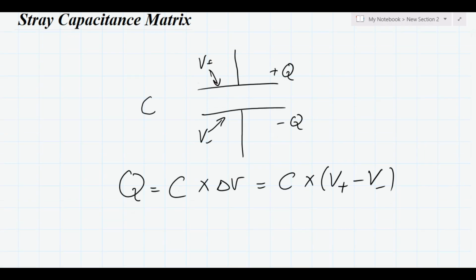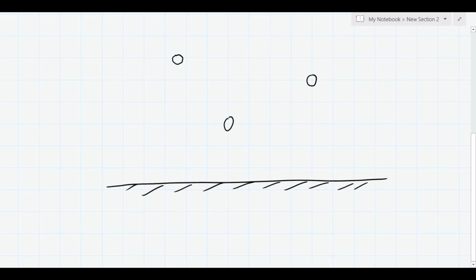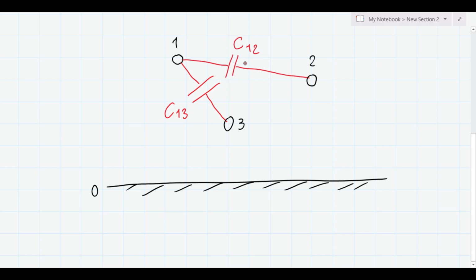Let's expand this idea. Suppose we have three conductors and a ground surface. This setup is often seen in power engineering, and it's a great example of how to calculate the stray capacitance matrix. I'll call these conductors 1, 2, and 3, and I'll call my ground 0. Between any two conductors, a capacitance can be defined. I'll call it a stray capacitance or parasitic capacitance. Therefore, for example, between conductor 1 and 3, there is a capacitance. I call it C13. There is another one here, which is called C12.